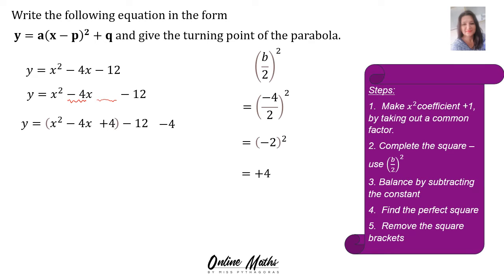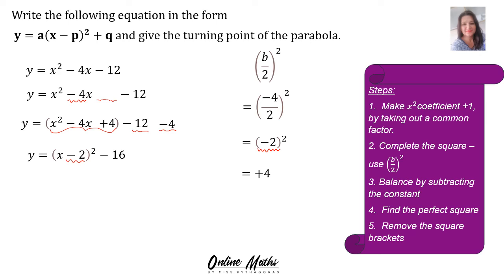And then in the next step it's this trinomial here, x squared minus 4x plus 4. That is the one that you're going to write as a perfect square, in other words, bracket x minus 2 squared. And here's a tip. Whatever goes inside your bracket there is whatever you had inside your bracket when you were working with b over 2 squared. And then also minus 12 minus 4 is minus 16.